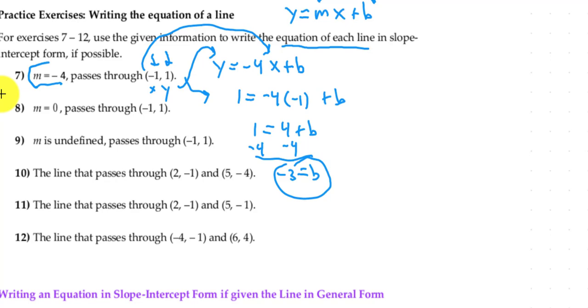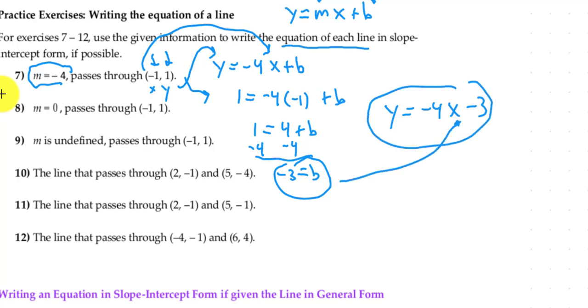I was given m. So if I add m and b to y equals mx plus b, I'm left with y equals negative 4x minus 3. Right? The minus 3 was my b. The negative 4 was my m. So that's the equation of the line, and this is in slope-intercept form. So I'll leave this up for a minute, and if you want to copy this into your notes, great. I'm going to erase this before I get to number 8.